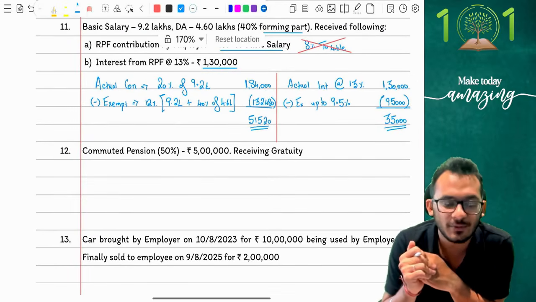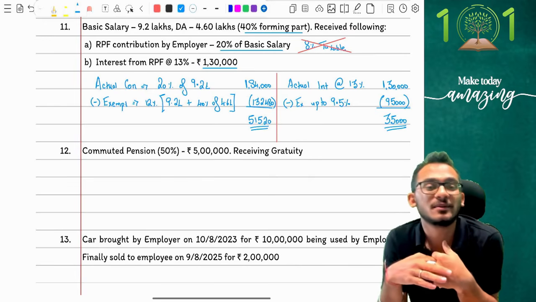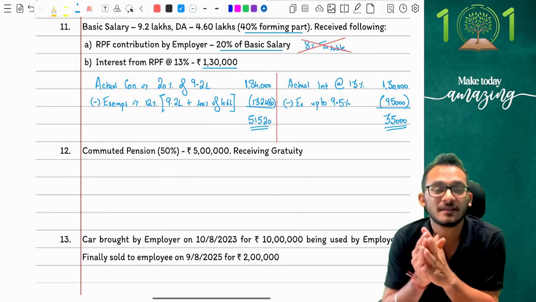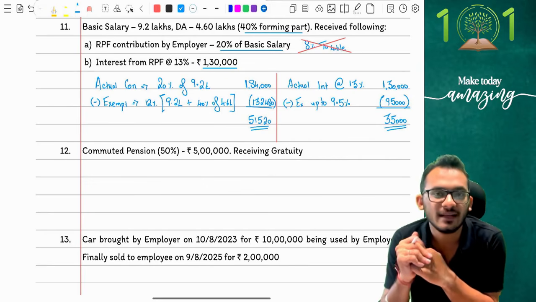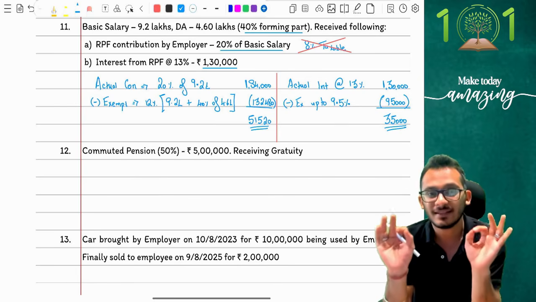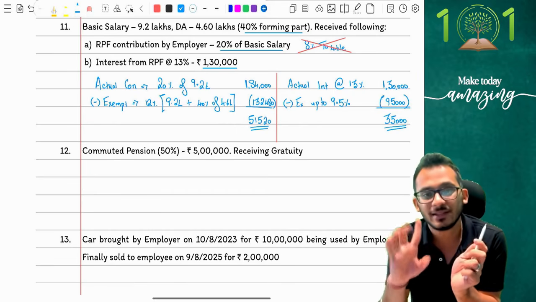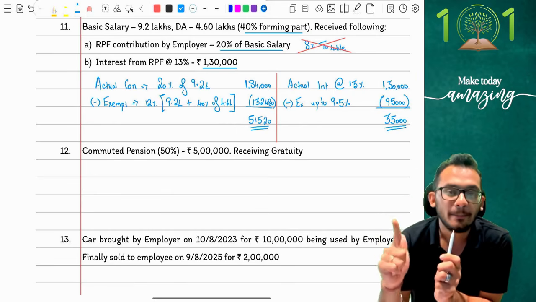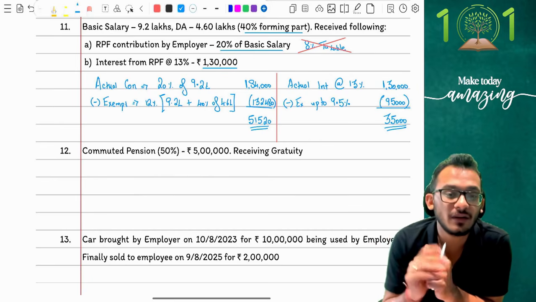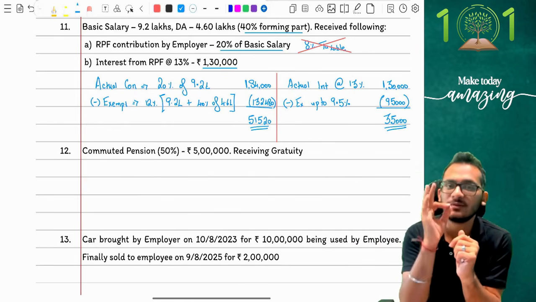Now comes this 12th one. The 12th one is again another thing where students end up making horrible mistakes because they don't read the laws carefully. The question says, I have a commuted pension of 50%, which is giving me 5 lakh rupees. And the question says the person has received gratuity, which means they're simply asking you what is the taxable pension. Now, everyone remembers the law that whenever you receive gratuity, the pension exemption is 1/3. But they don't understand, 1/3 is not 1/3 of 5 lakh rupees. It is 1/3 of the total pension. And that's where the mistake happens.